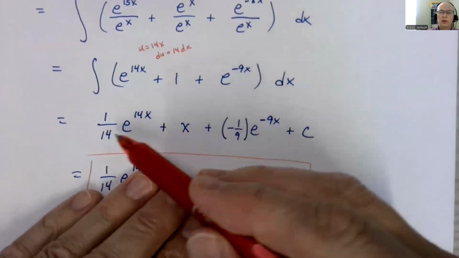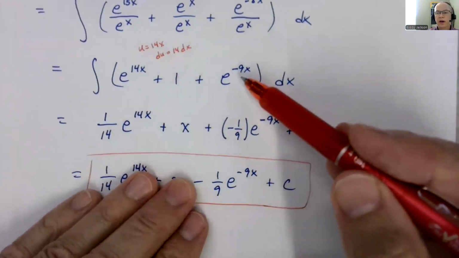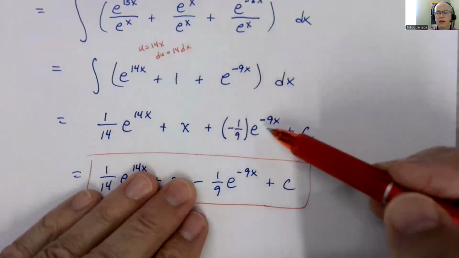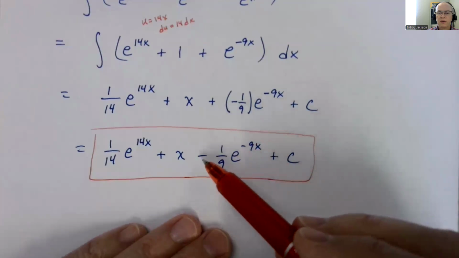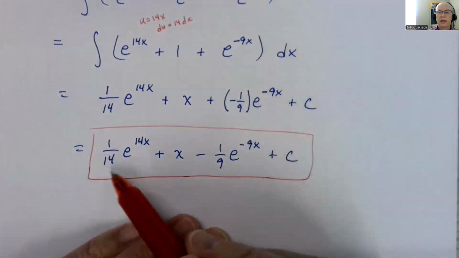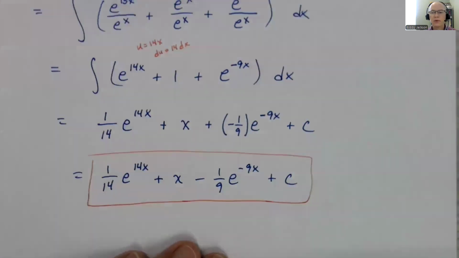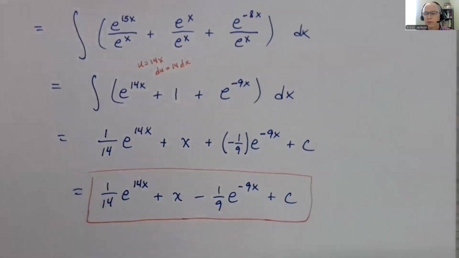And similar to what we did over here, the antiderivative of e to the negative 9x is negative 1/9 e to the negative 9x. So I can just plus a negative here, minus, right, that. And here is my antiderivative. I hope this makes sense.